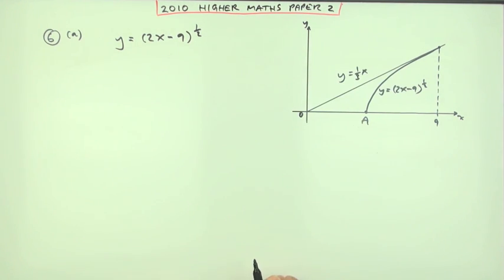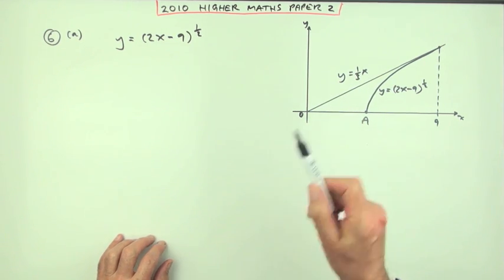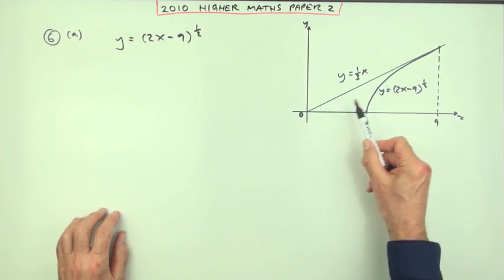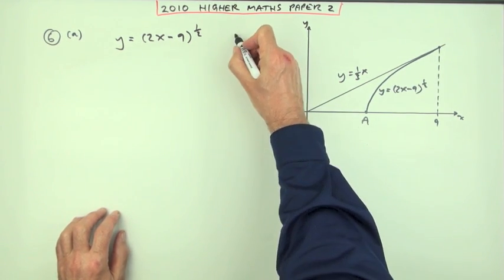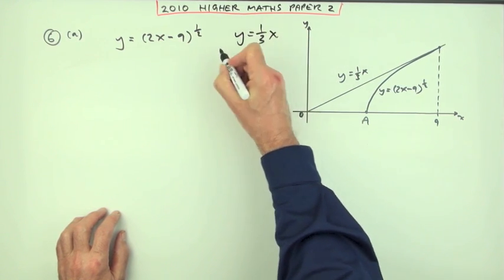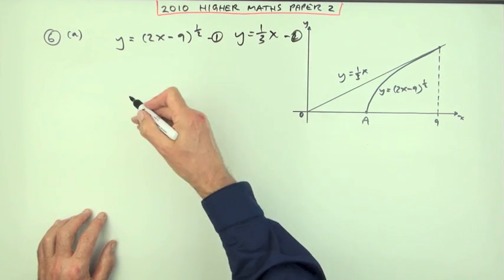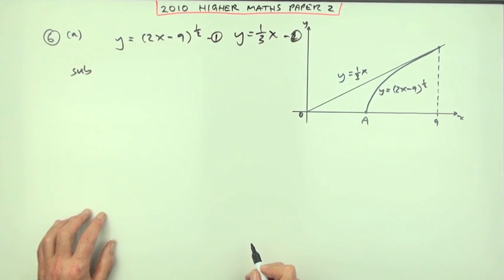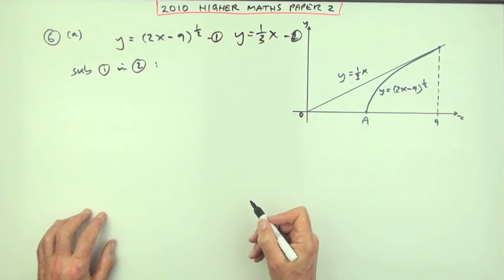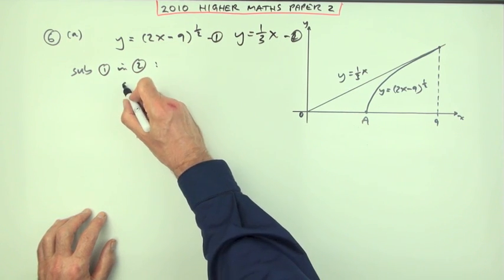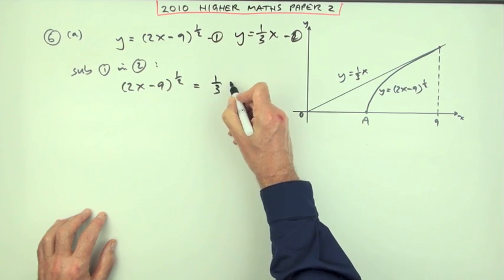Now, an alternative to part A would be just to verify that that in fact is a tangent to this, in that it meets it at only 1 point. So that I have this, and I have y equals 1/3 x. If I call that equation 1 and that equation 2, then I can say, well, if I substitute those together, so if I substitute 1 in 2, quite often you don't bother putting that down, you just think equate the y's. I would have (2x minus 9) to the power a half equals 1/3 of x.